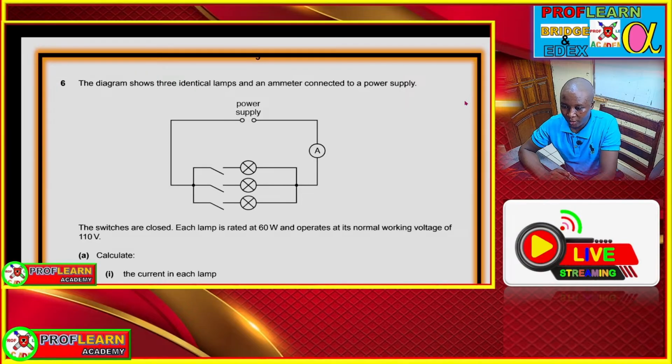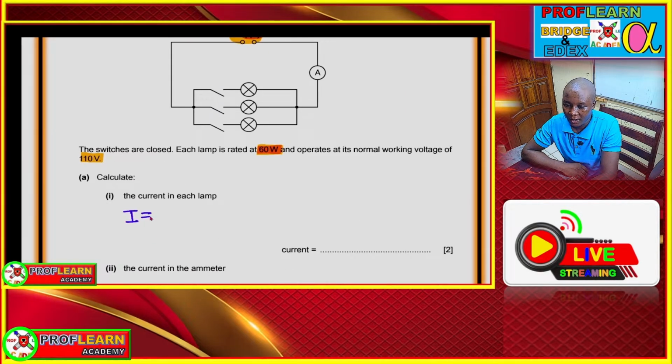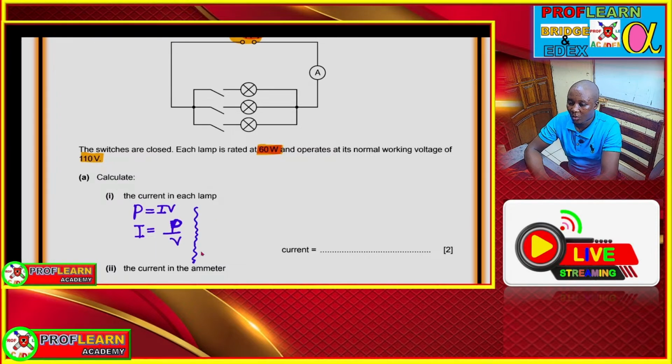So we are told that the switches are closed. Each lamp is rated at 60 watts and operates at its normal working voltage of 110. We are supposed to work out the current in each lamp. Because we are talking of power, we know power is equal to IV. Then from here, current is going to be power over voltage. So we substitute the power, 60 over 110, and that's going to be 0.55 amperes.